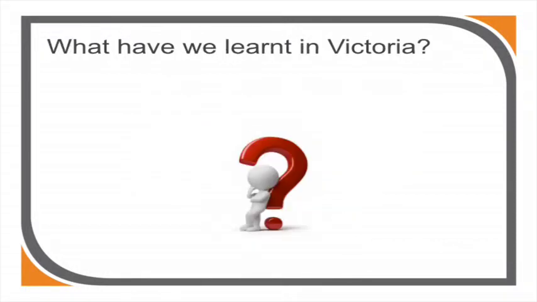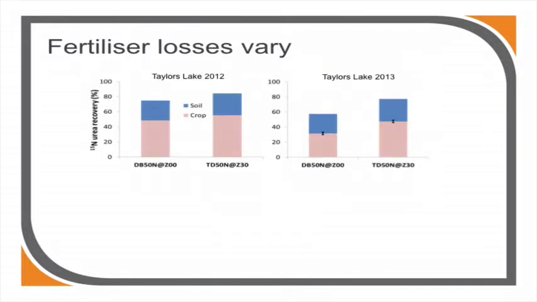So this is getting into some of the data of what we've found so far. One of the things we've been doing over the last couple of years is using what we call labelled fertilisers and measuring how much of the fertiliser we're putting onto the paddock is actually ending up in the crop, how much is left behind in the soil, and how much is being lost from the system, if you like.